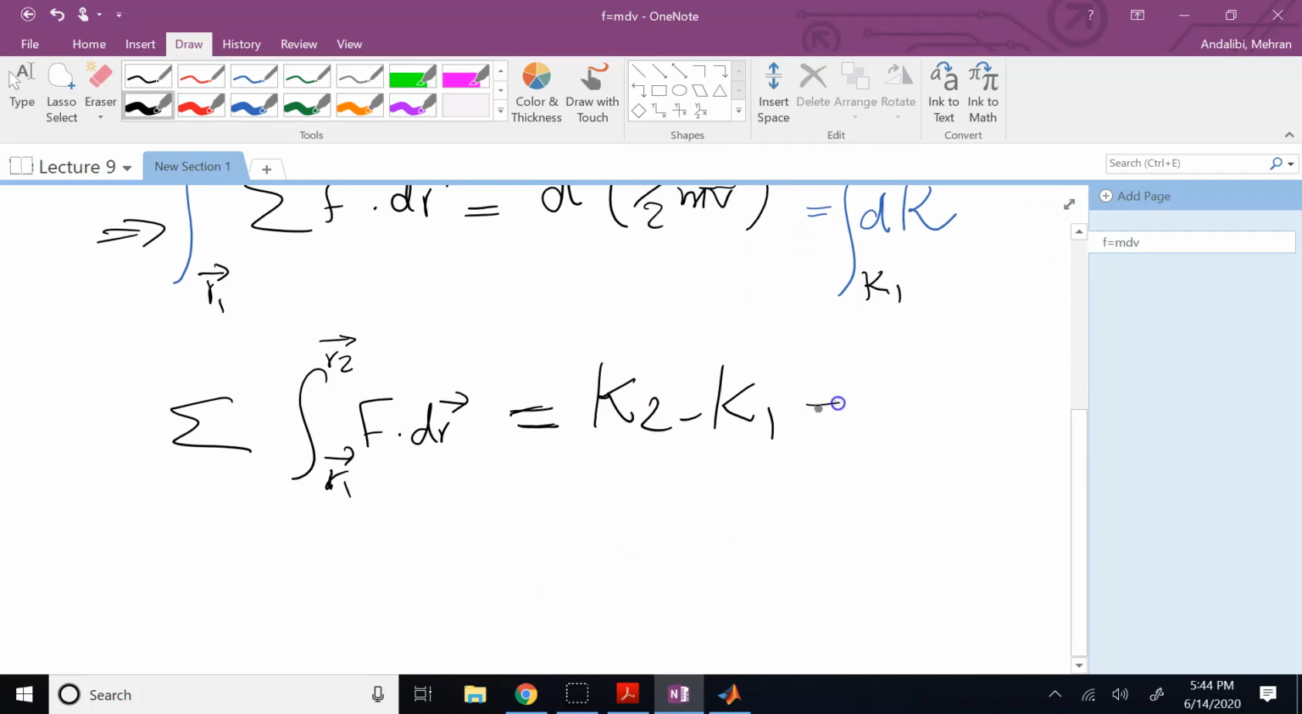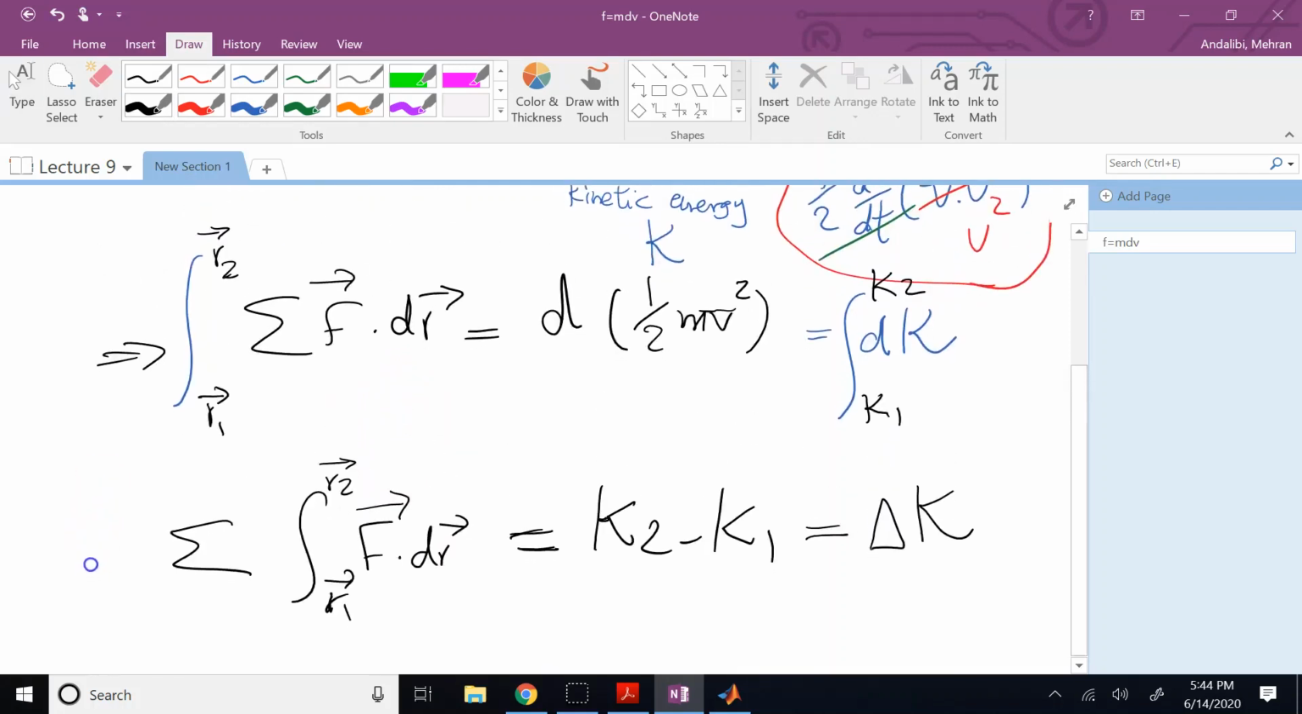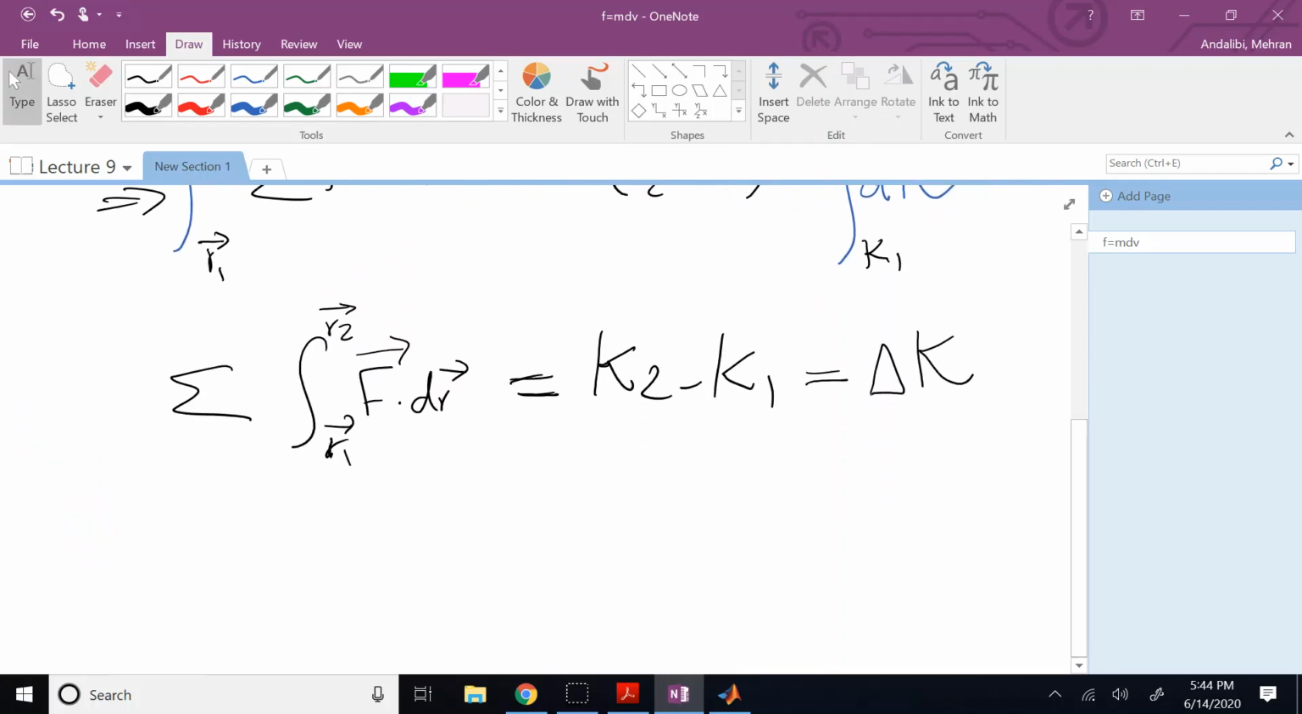And here, if we want, we can write this also as delta K. So it says this quantity, whatever it is on the left-hand side, is equal to the change in kinetic energy. And I want you to remember from your physics what this quantity is, that we are summing up.